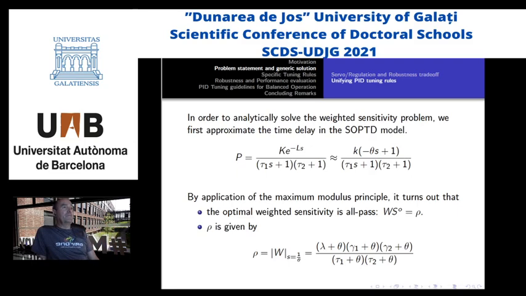In order to solve the problem, we need a rational transfer function. So what we do here is an approximation of the delay. It's quite a usual approximation. Maybe it's not as good as I may need, but it's quite easy to deal with. We get a first order Taylor approximation for the delay. And then the weighted sensitivity problem, by means of application of the maximum modulus principle, gets this all-pass solution with this form rho that takes this particular expression here.